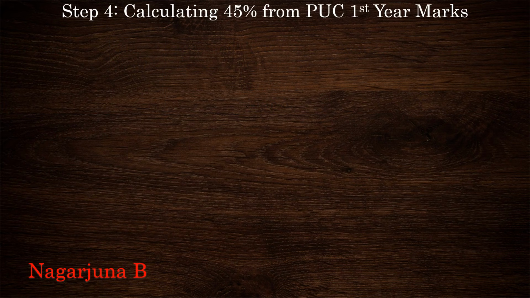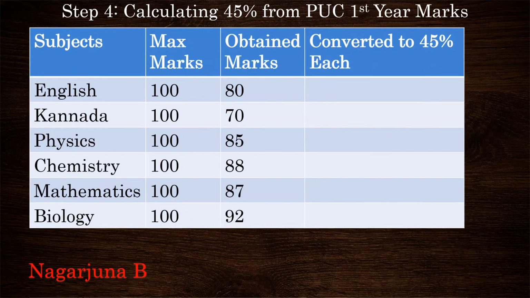Fourth step is converting 45% from PUC first year mark sheet. That means considering each of the subjects and converting each of the subjects to 45%. So draw a table consisting of subject, maximum marks, obtained marks. It is an example of the marks which you have scored in PUC first year.